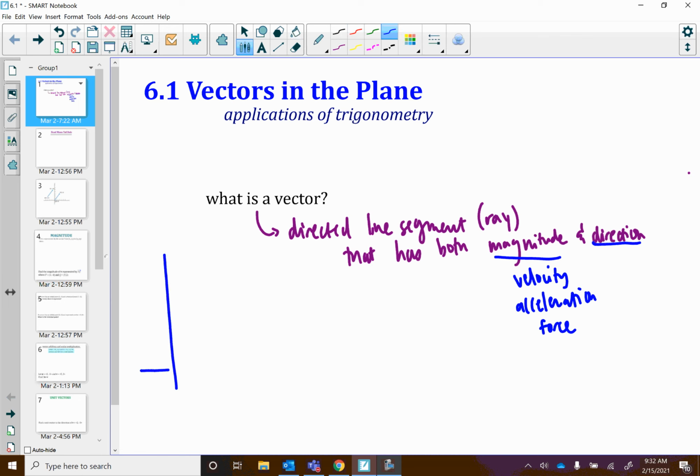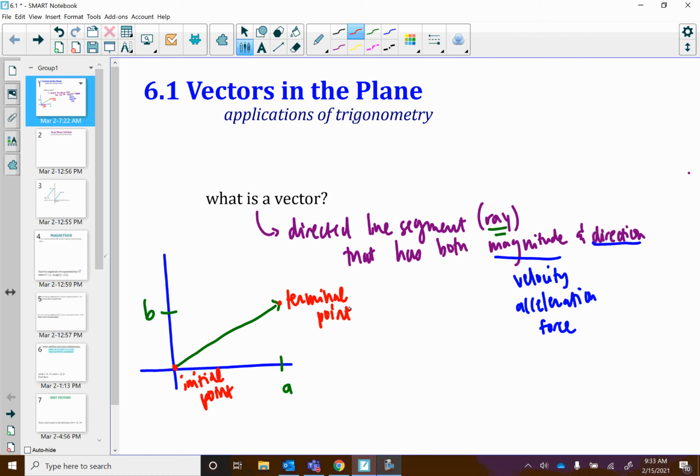If I were to sketch a vector, notice I mentioned it looks like a ray. So here is a vector. Let's say it went over to A on the x-axis and B on the y-axis. There's a couple important pieces. This first, the start, is known as the initial point. And where it ends is the terminal point.